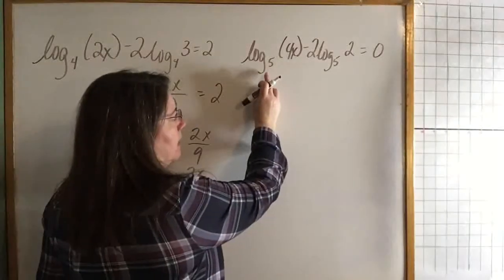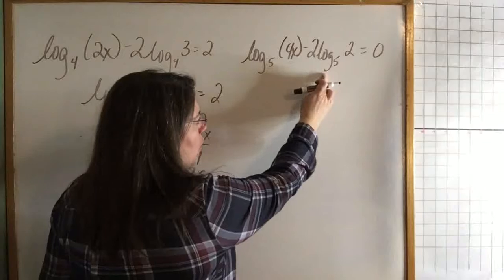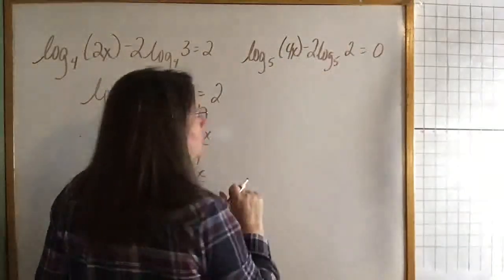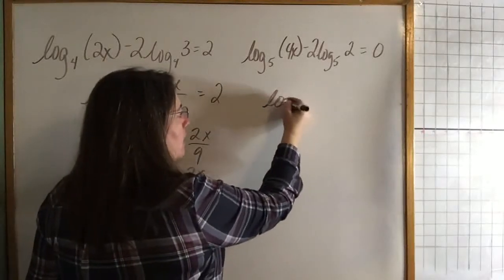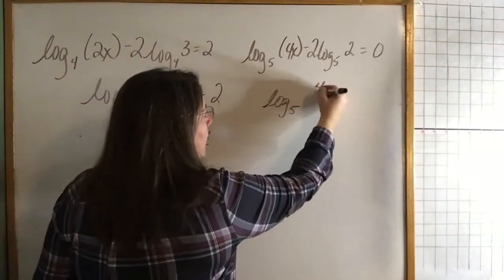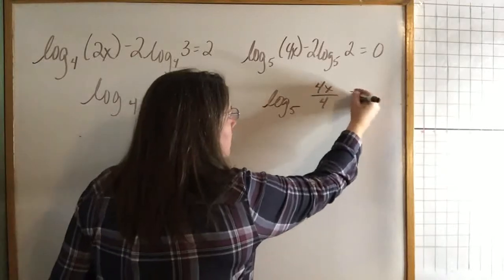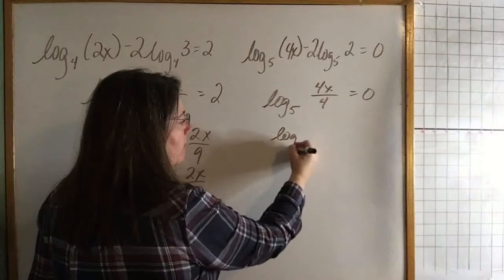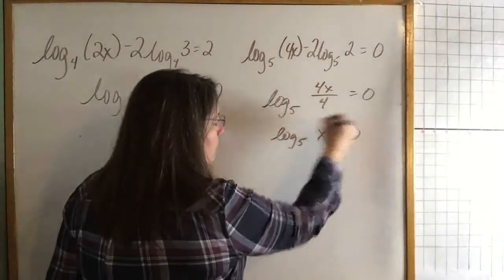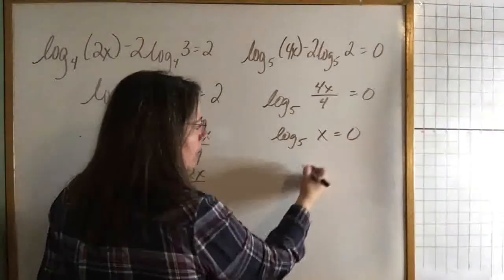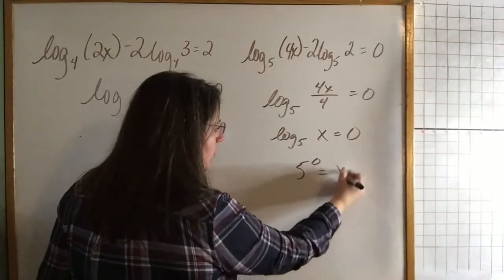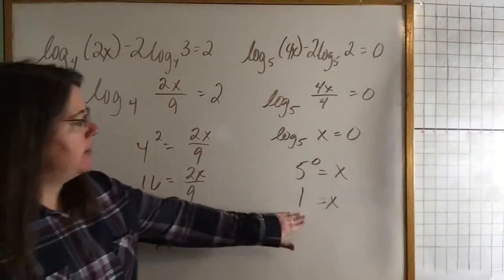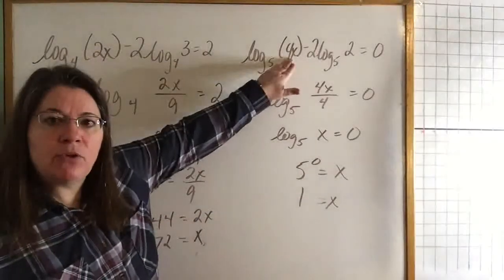Here I have log base 5 of 4x minus 2 log base 5 of 2. That would be a 2 squared. I moved the 2 there. So I have log base 5 of 4x over 4 equals 0. 4x over 4 is just x, so that's log base 5 of x equals 0. I convert it to exponential form: 5 to the 0 equals x, so x is 1. That does not make the x part negative, so I can keep it.